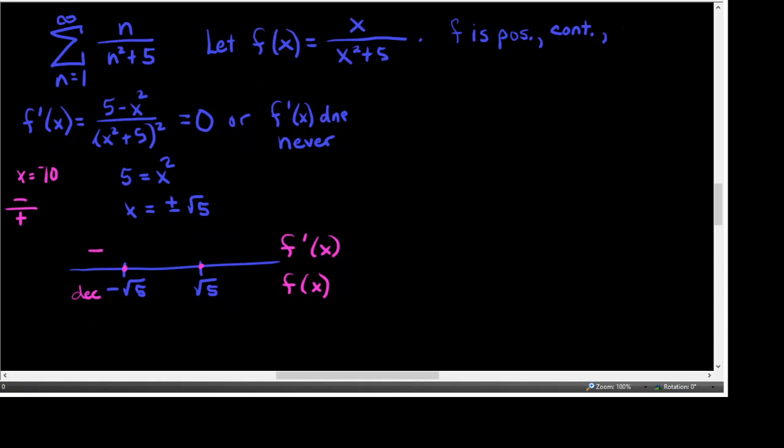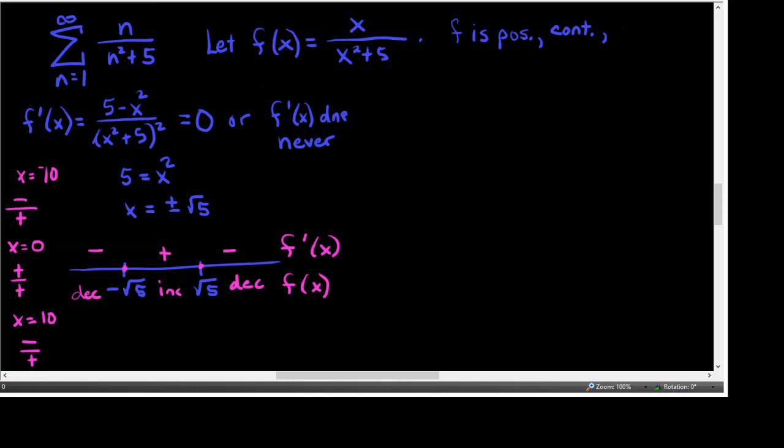Something between negative square root of 5 and square root of 5, I like 0 for that. 5 minus 0 squared is positive, divided by always positive is positive. And then finally, if I put in a number like 10, we'll get the same result as if it were negative 10, because 10 squared is 100, 5 minus 100 is negative, divided by always positive is negative. So that means the function is decreasing there and increasing in the middle.